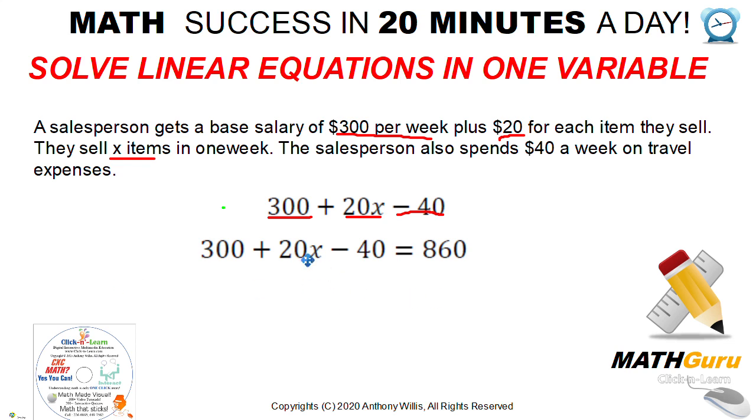If you substitute 30 in this equation here, you'll find that the left-hand side will be equal to the right-hand side. So that's a solution. Now, in the following videos, we'll look at some more solving linear equations with one variable.